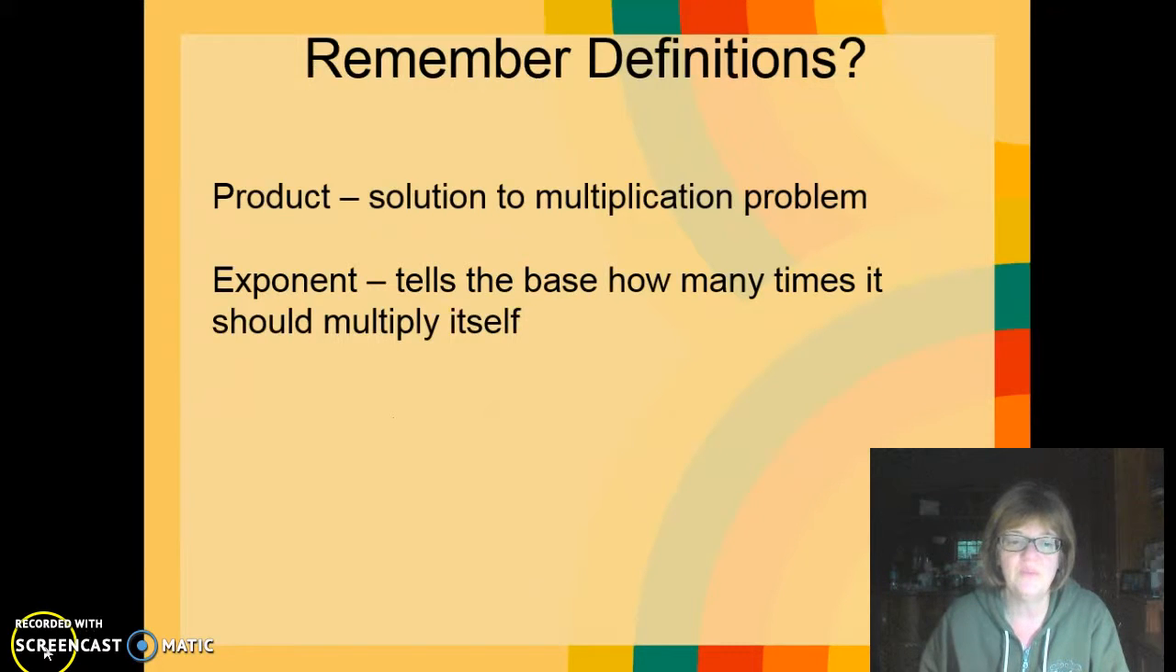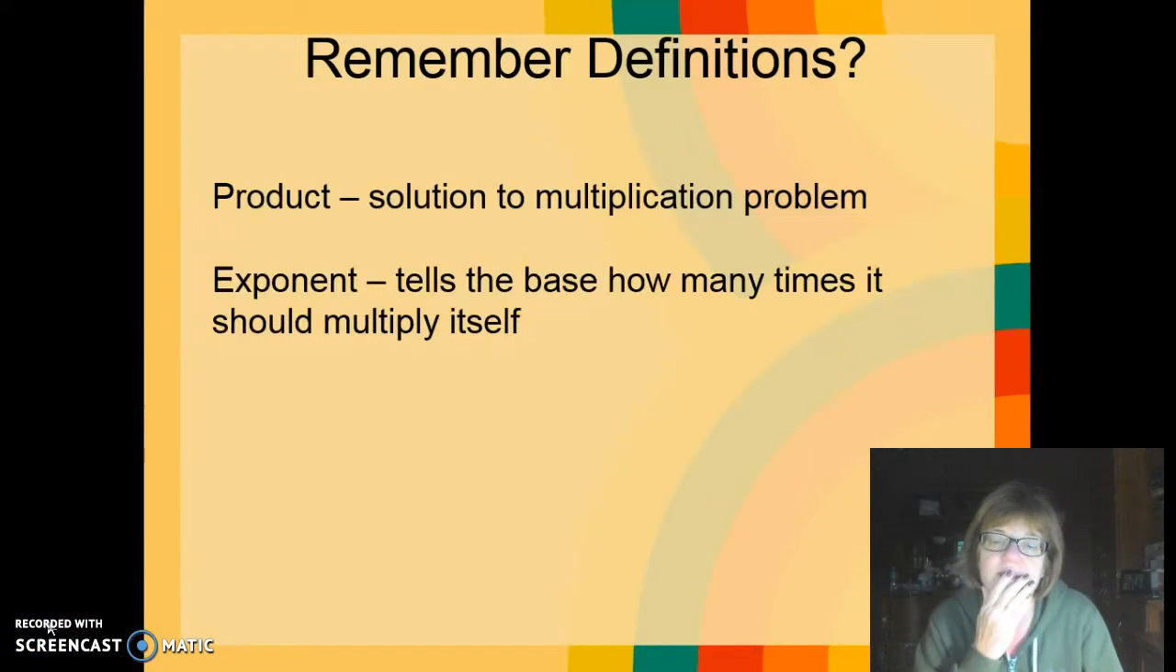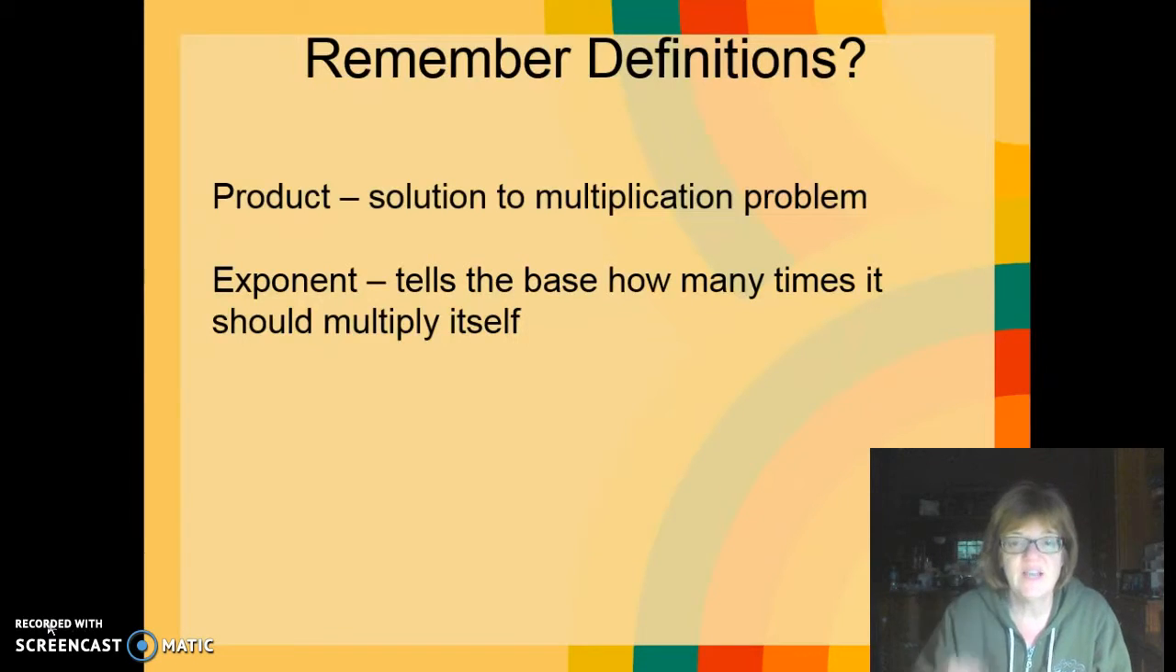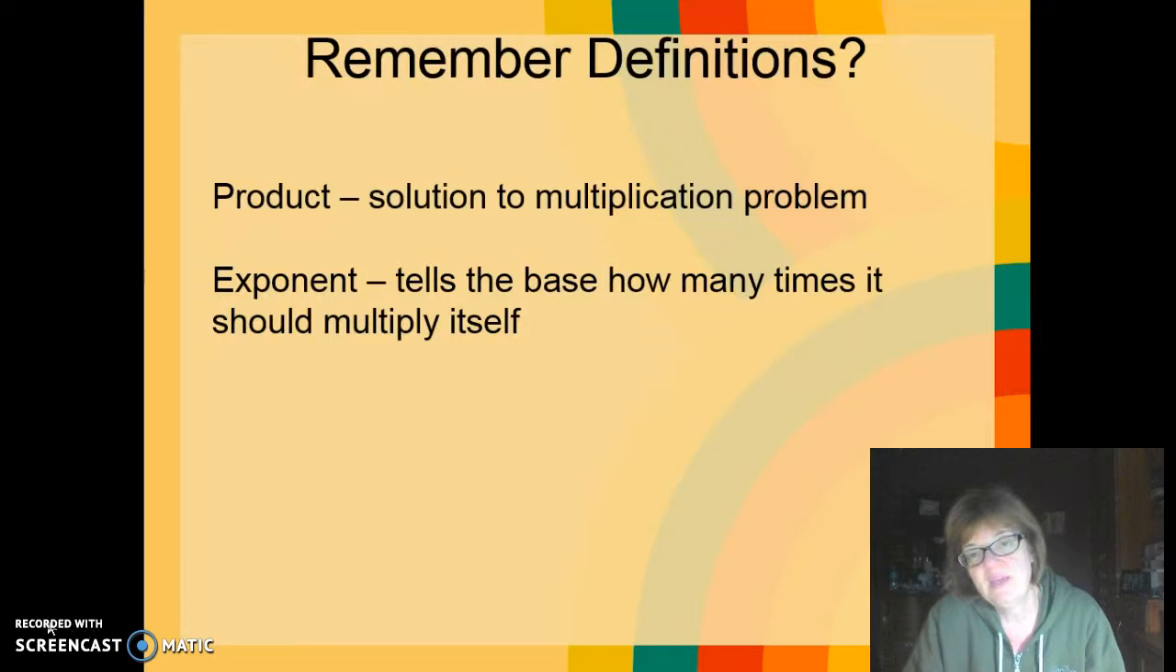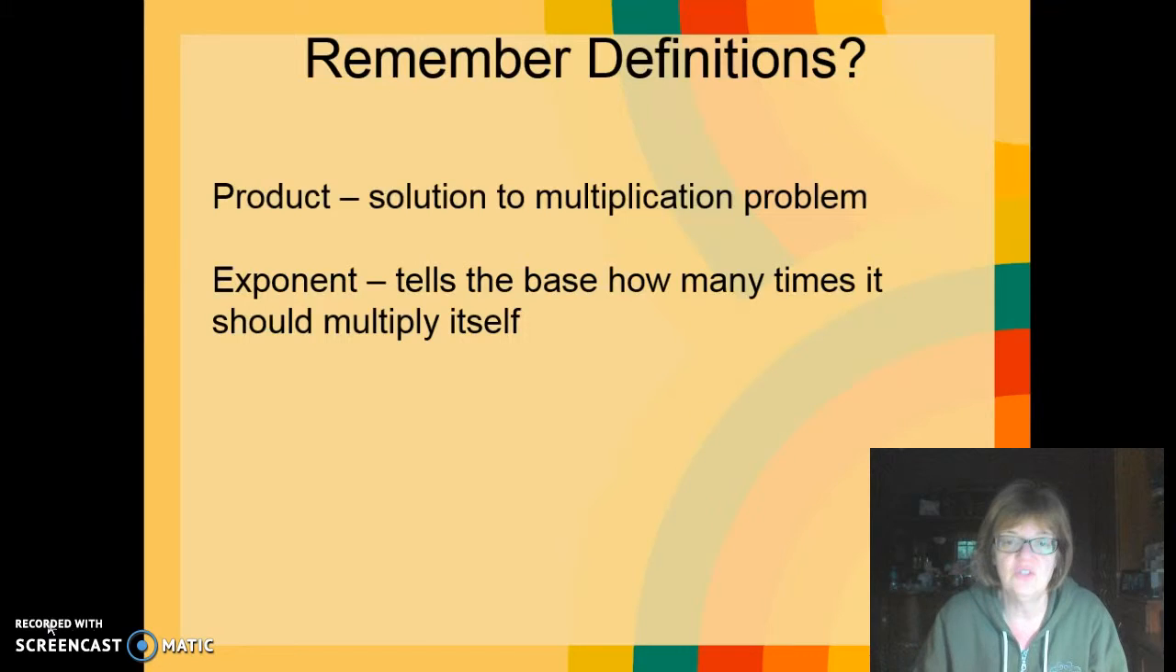But before we do, I want to check. Do you remember the definition of a product? It's just the answer to a multiplication problem. That's what a product is. That's the final answer. And of course, the exponent, the itty-bitty number, tells us how many times the base should multiply itself. We learned that in the last unit.